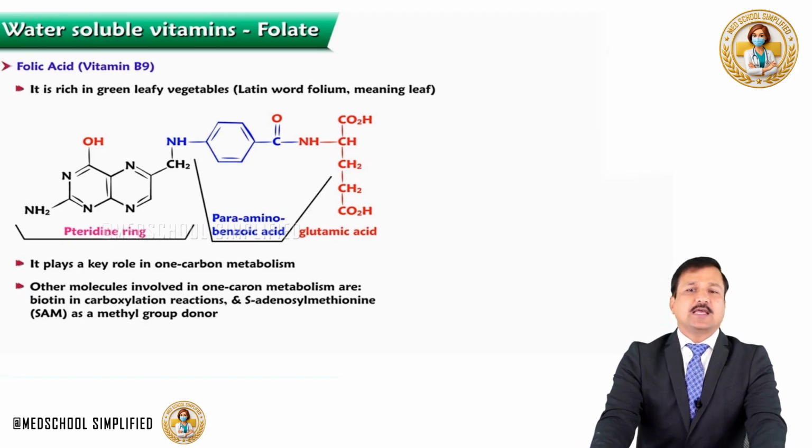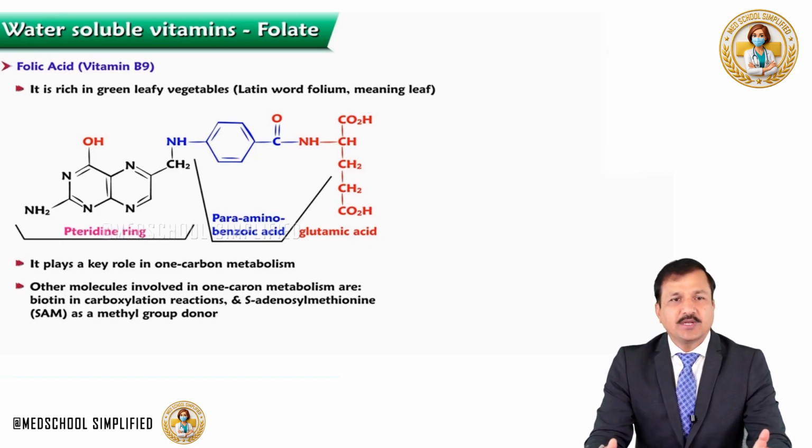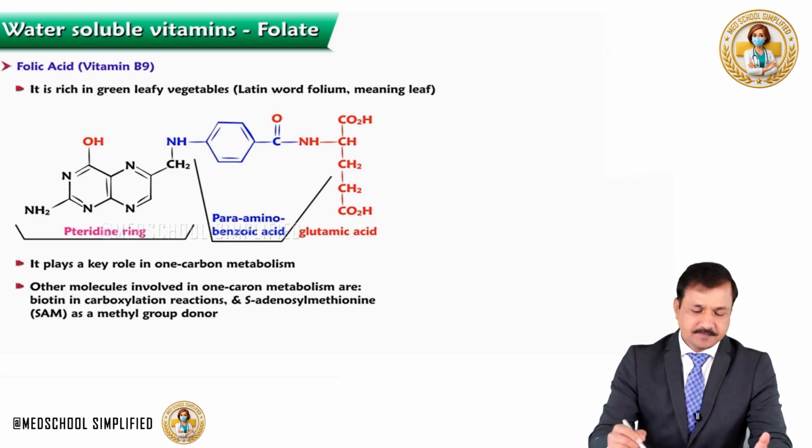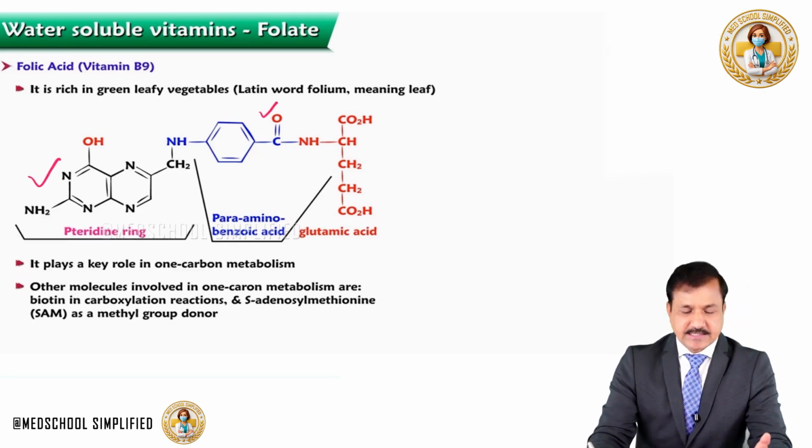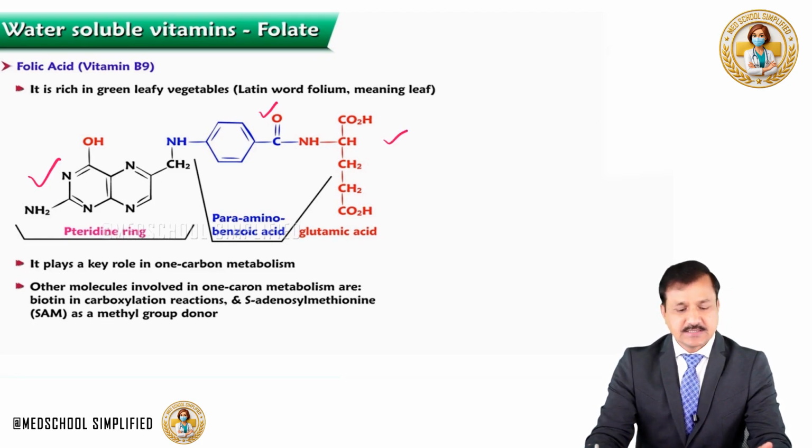Now, folic acid is a combination of a pteridine ring, para-aminobenzoic acid and glutamic acid. This goes in sequence like this: pteridine ring, para-aminobenzoic acid, glutamic acid. Together we refer to it as folate or folic acid. Folate is a deprotonated form of folic acid.